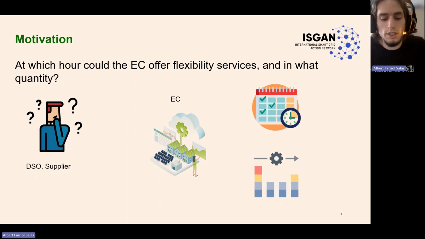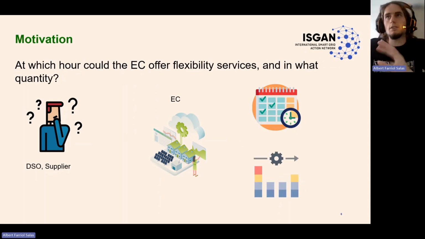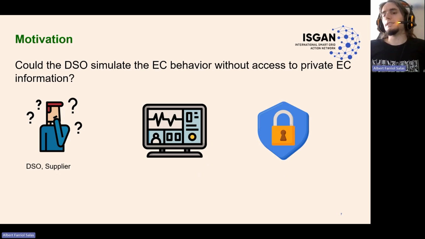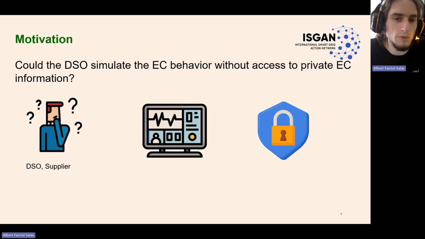Because not all the energy will be with you, because the pattern changed. But okay, I accept that the pattern changed, but how much can the energy community offer to me as a DCO? And what quantity and what hour? And we want to do all of that without accessing the private energy community.